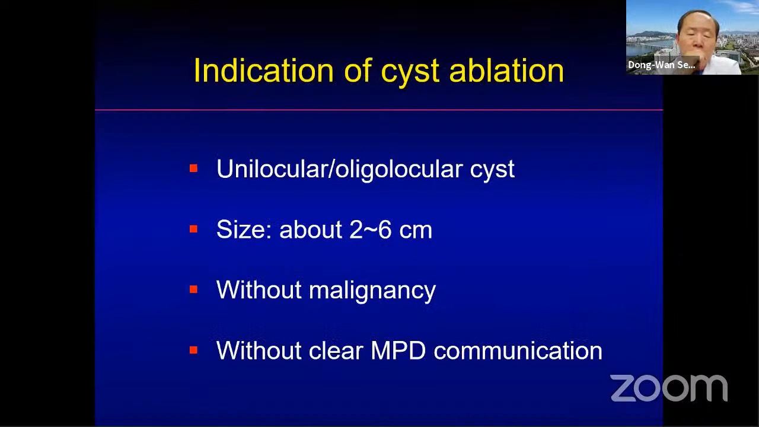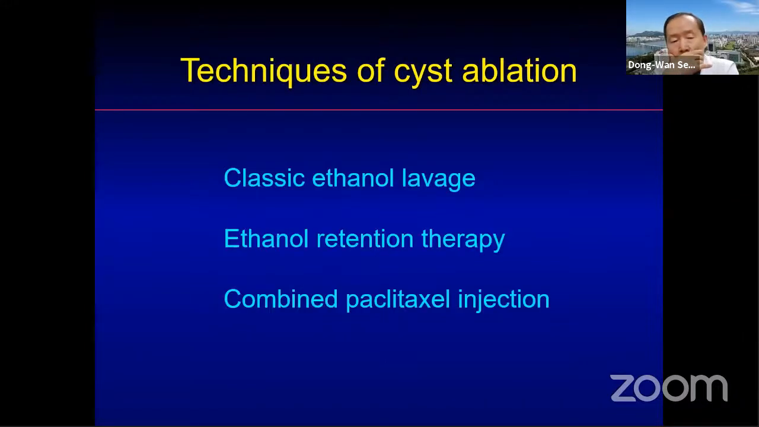These are ideal indications of cyst ablation: unilocular or oligolocular cyst, size ranging from 2 cm to 6 cm, without malignant foci and without clear MPD communication. There are several technical variations. The classic technique is ethanol lavage, but we can modify it as ethanol retention therapy, and we can combine chemotherapeutic agent injection such as paclitaxel injection.